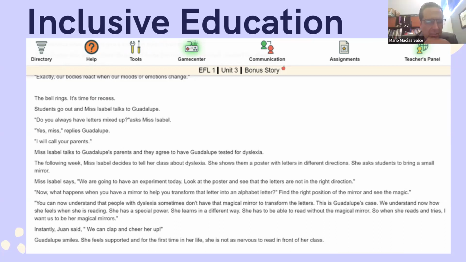Instantly, Juan said, "We can read it." The students clap and cheer her up. And Guadalupe smiles. She feels supported, and for the first time in her life, she's not as nervous to read in front of her class.